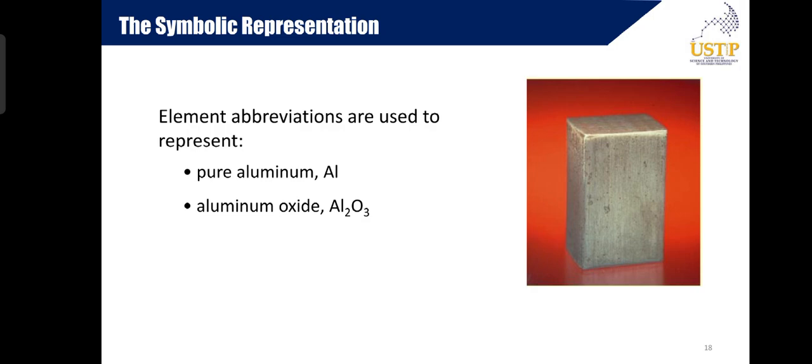Al, this is described as pure aluminum, just aluminum alone. But when you say aluminum oxide, it is now Al2O3. The numbers that are subscripts in the elements will be discussed in the following topics. So when you say Al, as described in the periodic table, it is pure aluminum alone. But if it says aluminum oxide, its symbolic representation is Al2O3.